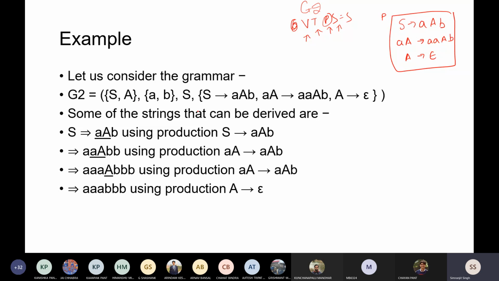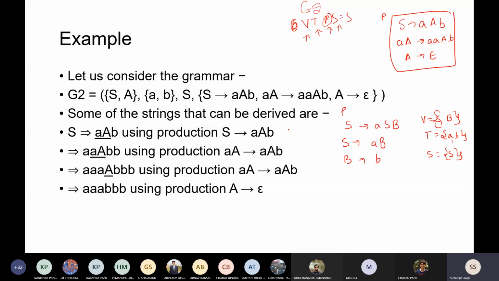So G2 is given like this, and some of the strings can be derived from it. I'll take a slightly easier example to show you how it can be done: S tends to aSB, S tends to ab, and B tends to small b. Again all the rules are there. The non-terminals are S and B, only two symbols in capital letters, and the terminals are a and small b. These productions are already there, and the start symbol is S. All of the rules are satisfied for being a grammar, so I can call this a grammar.